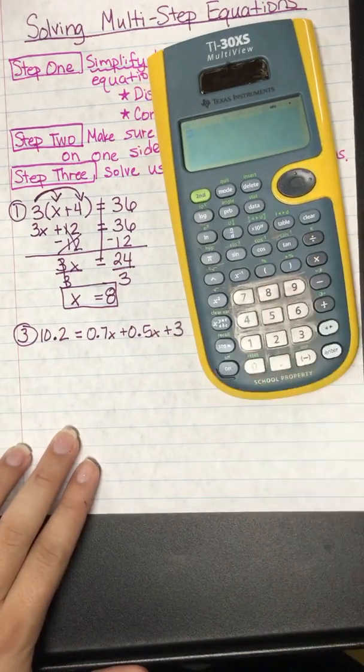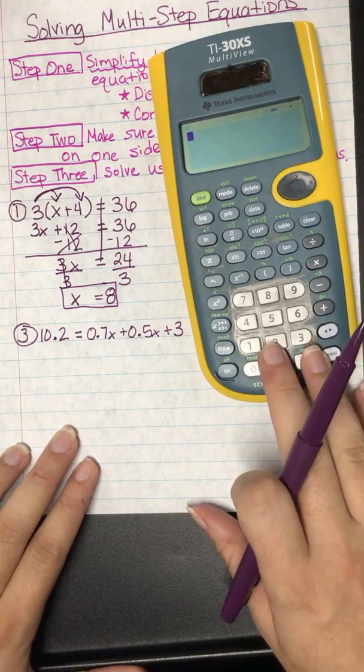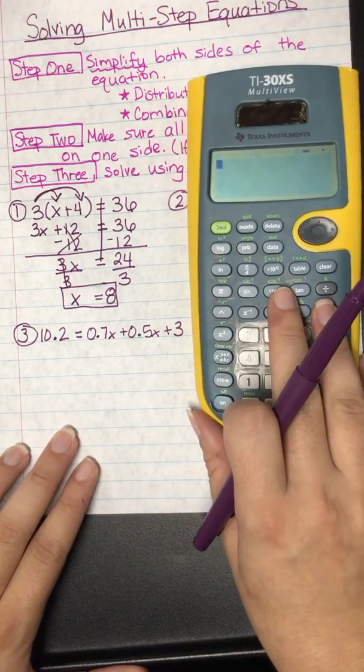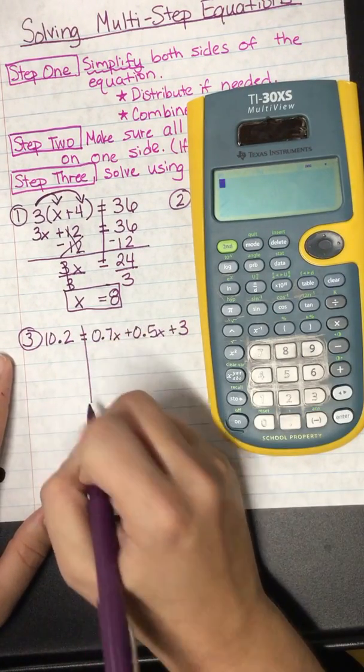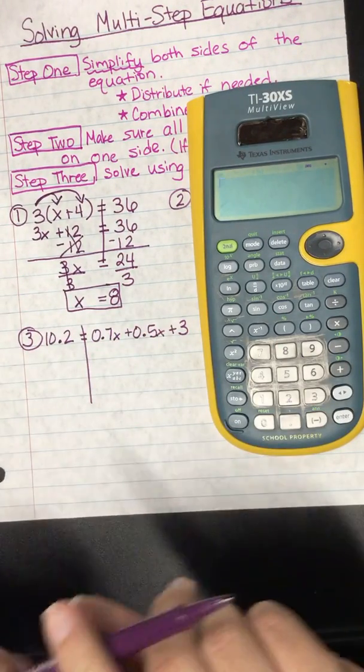Now, this is where I'm going to make sure I have a calculator. If you don't have one right now, just wait. You can get one in a minute. I will do it up here. So, I'm going to start by drawing my line down my equal sign, splitting my equation in half.